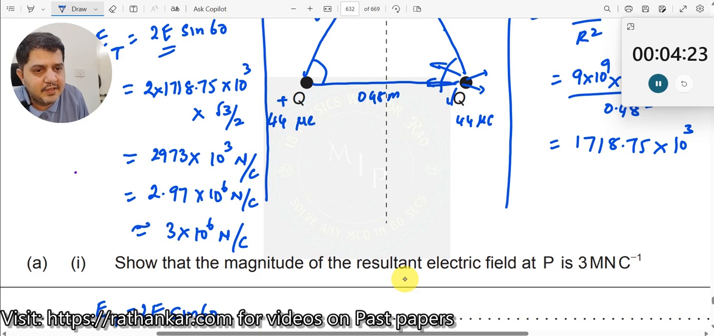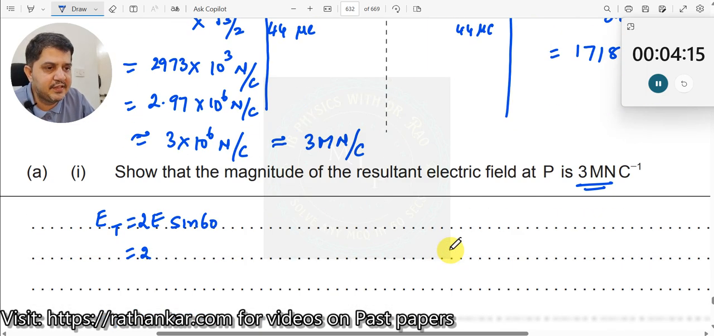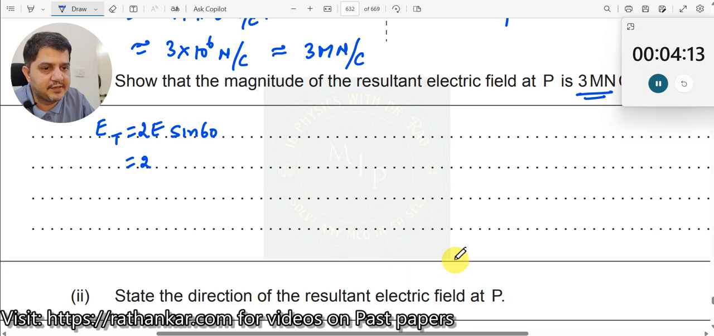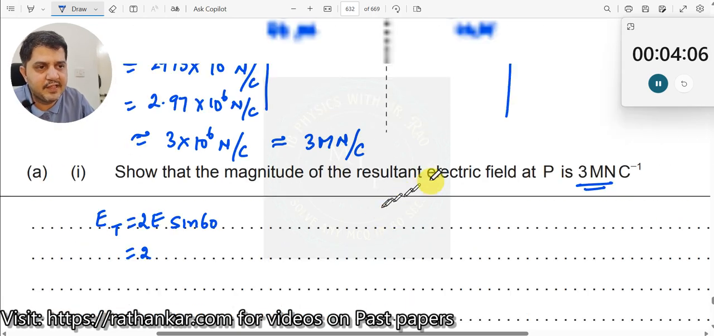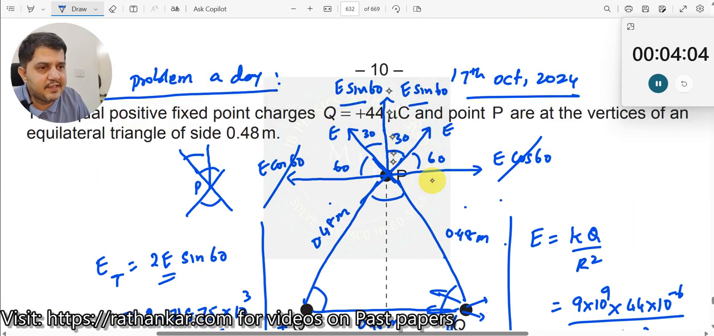I can put a tilde here. This is nearly equivalent to 3 million Newton per coulomb. That is what is being asked, right? So we have arrived at this. This gives you 2 marks. State the direction of the resultant electric field at P. What is the direction of the electric field? Look at this. Resultant is upwards, right?